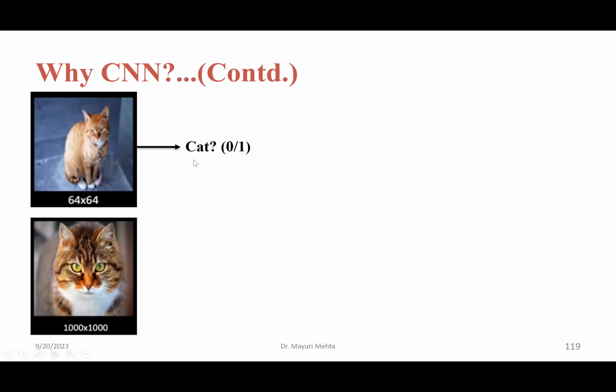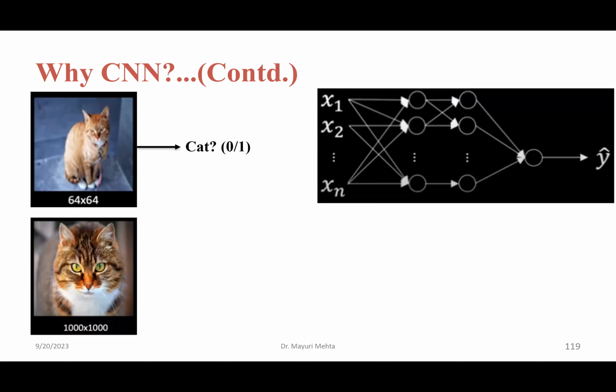And for the same purpose, we discussed another example. Let's say you have a 64 cross 64 image and your problem is binary classification. You want to know whether the image contains a cat or not, yes or no. So it's a binary classification problem. But 64 cross 64, or if we consider a better resolution image, then it may be 1000 cross 1000. Now, if we want to feed this 1000 cross 1000 image to our conventional neural network, what would be the value of n, that is, the number of neurons in the input layer?